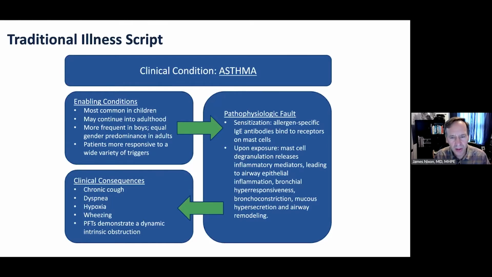The enabling condition, or who gets it. Is it older people, younger people, people with certain exposures? The fault, or what it is that's happening in these people that leads them to develop this condition. And then the clinical consequences, or what symptoms will they present with and over what time frame.